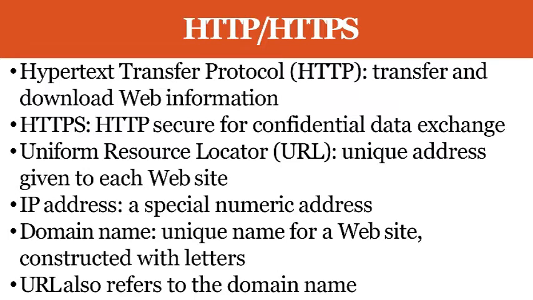Under HTTP, we have also the Uniform Resource Locator, or URL, that is the unique address given to each website. Then we have also the IP address, that is a special numeric address used by a certain site. Then we have also the domain name. The domain name is the unique name for a website constructed with letters. The URL also refers to the domain name.